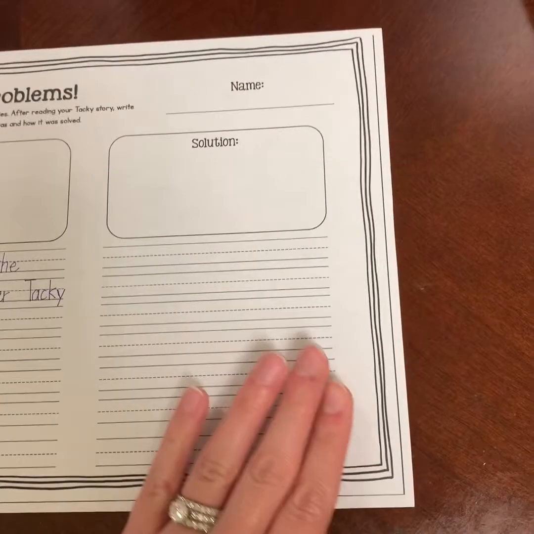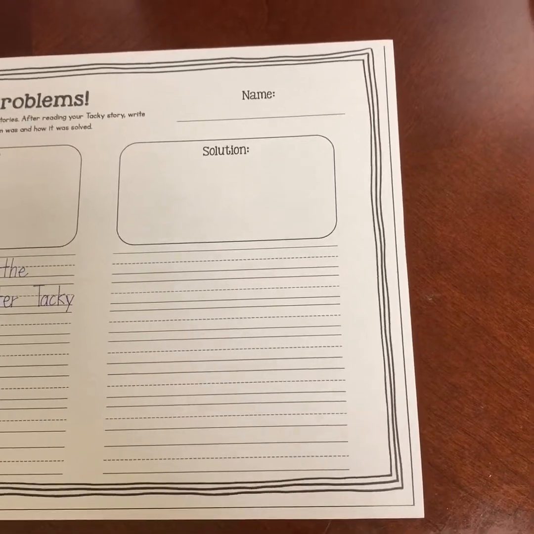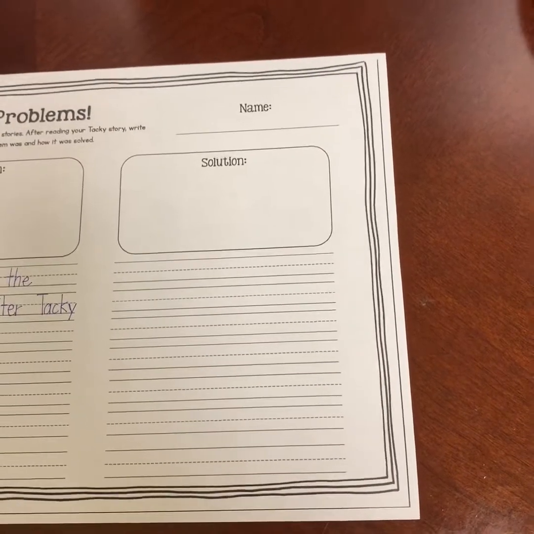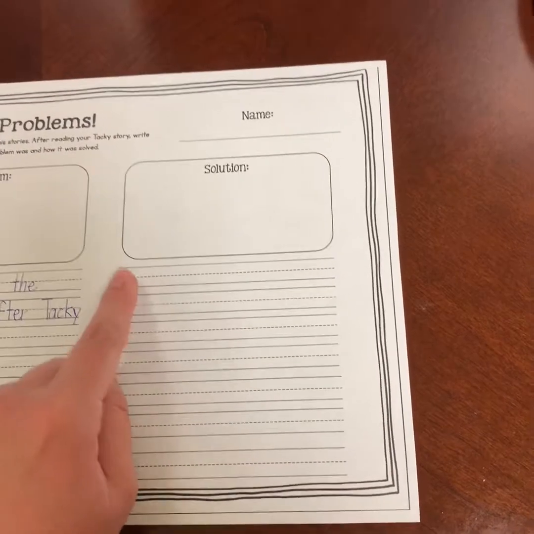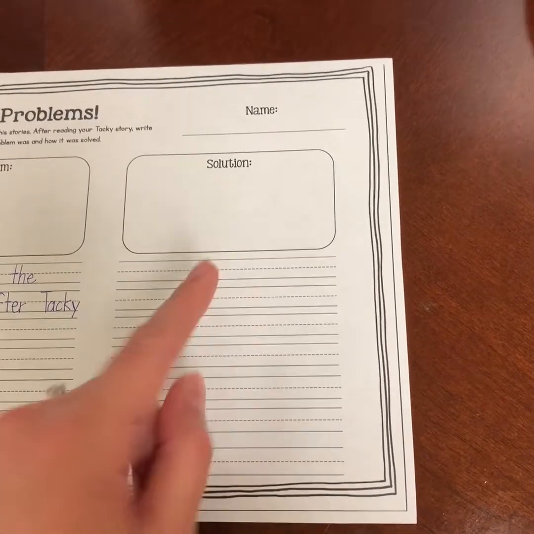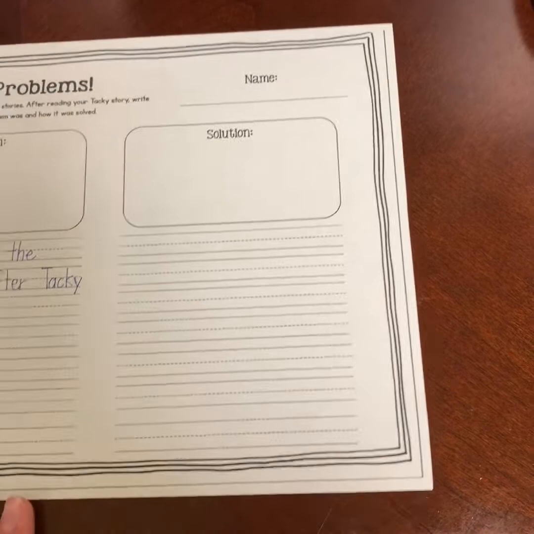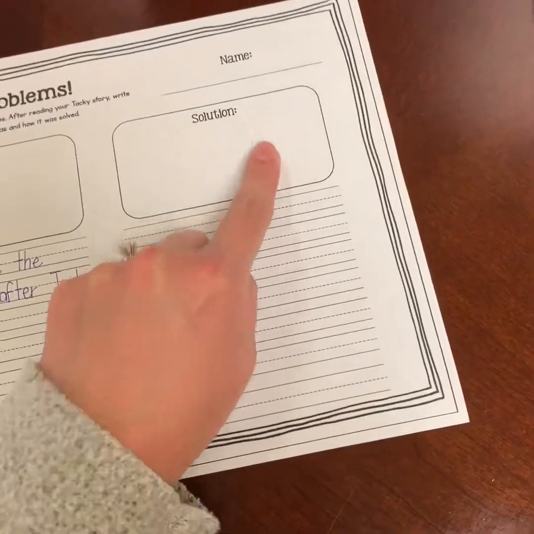The solution was what? What did Tacky do? How did Tacky solve that problem? Very good. He scared them away. So you would say the solution is that Tacky scared the hunters away. Very good. And then I want you to draw your picture as well.